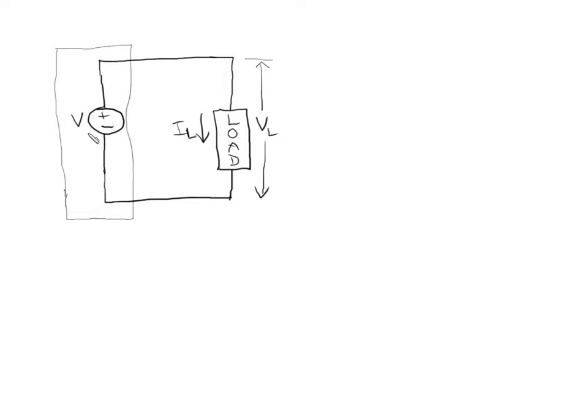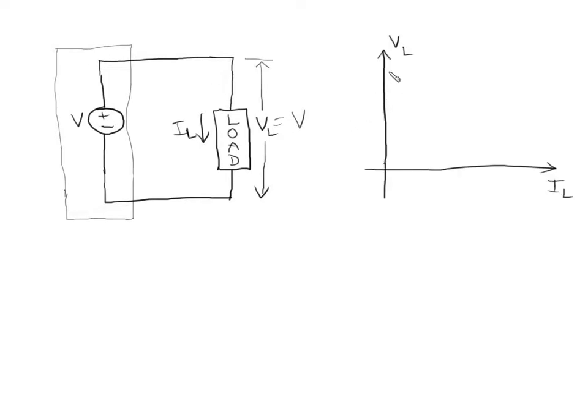So let's start. We have here an ideal voltage source to which we have connected an arbitrary load. Now the goal of an ideal voltage source will be to maintain its voltage V no matter what sort of load you connect to it. So no matter what this load is and what current it is drawing, the voltage seen by the load should be equal to the voltage supplied by the ideal voltage source.